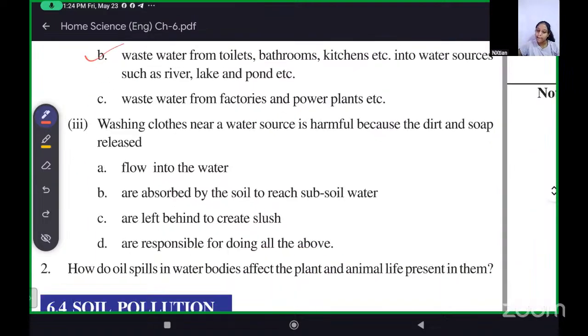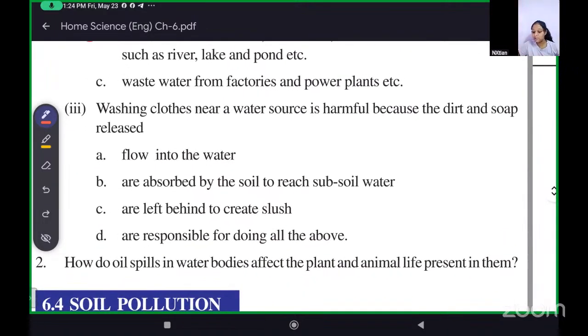Then, washing clothes near a water source is harmful because the dirt and soap released are absorbed by the soil to reach subsoil water. Beneath the soil also there is water.